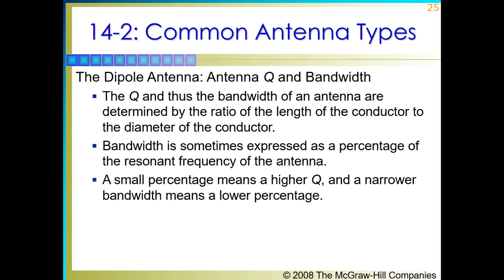The Q and thus the bandwidth of an antenna are determined primarily by the ratio of the length of the conductor to the diameter of the conductor. When thin wire is used as the conductor, the ratio is very high, usually in the 10,000 to 30,000 range, resulting in high Q and narrow bandwidth. A length to diameter ratio of 25,000 results in a Q of about 14.